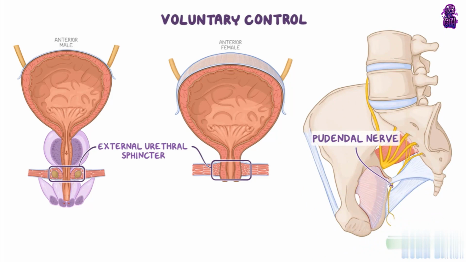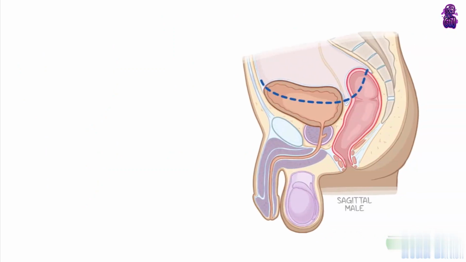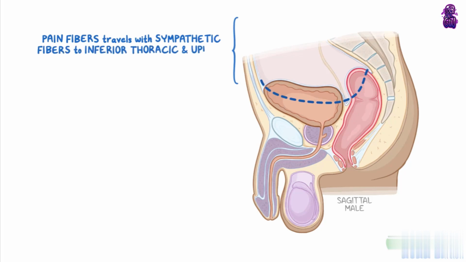One last thing about the innervation of the bladder. The upper part of the urinary bladder lies above the pelvic pain line, which means that pain fibers that come from the upper part travel with the sympathetic fibers to the inferior thoracic and upper lumbar segments of the spinal cord and to the brain.